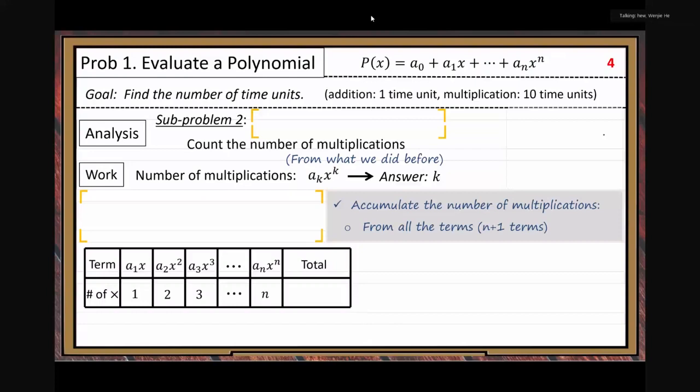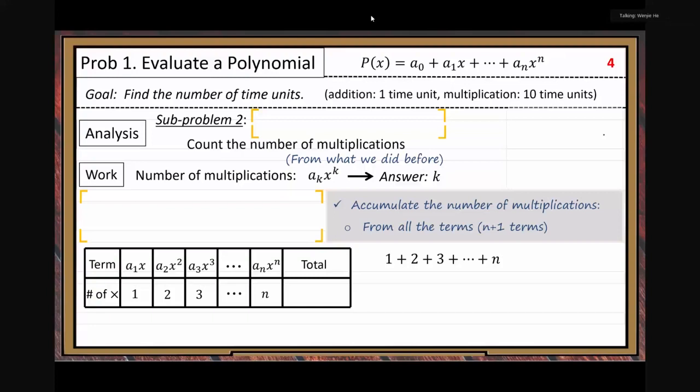So here, I made a chart listing the number of multiplications for each term. The bottom row: the A1 x term has 1 multiplication, the next term 2, then 3, and so on. For the total number of multiplications, we add up all these n numbers.